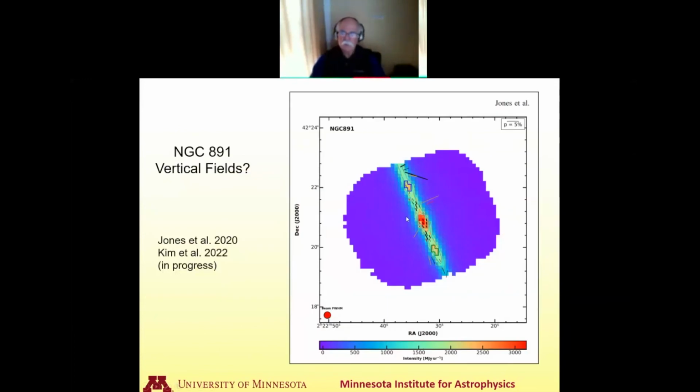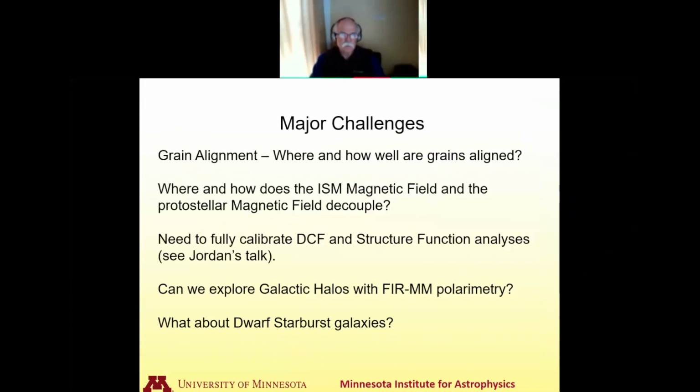Okay, finally, NGC 891. We're still working on this. There's a little bit in that paper, but there's a lot more coming. And the question is, are there vertical fields in this edge-on galaxy? All right, so we have some major challenges. I'm just going to leave that slide up for a moment so you can read it.